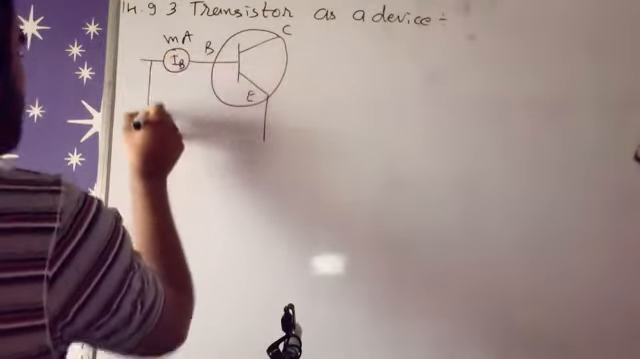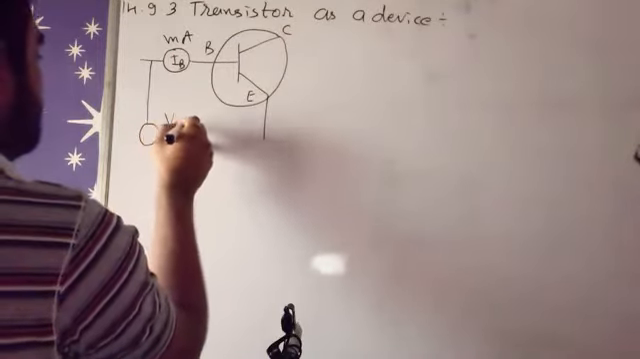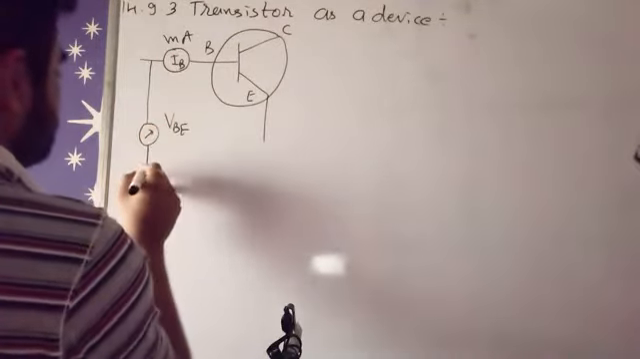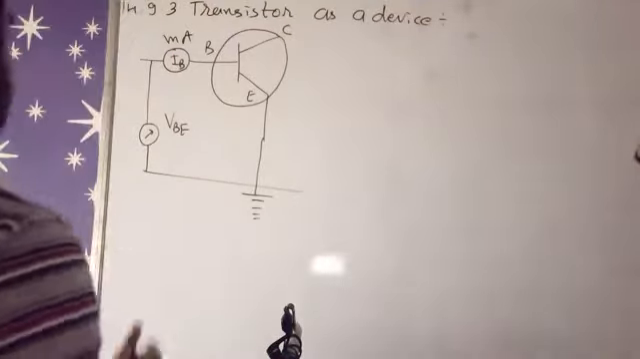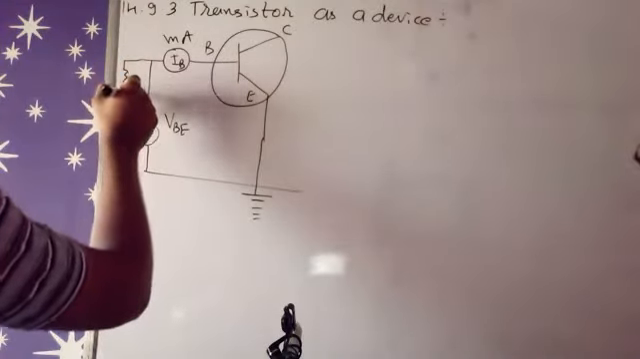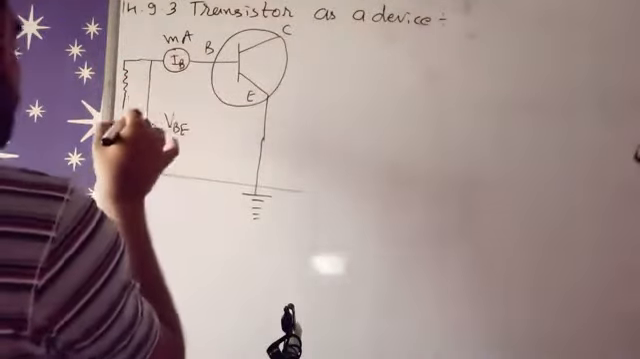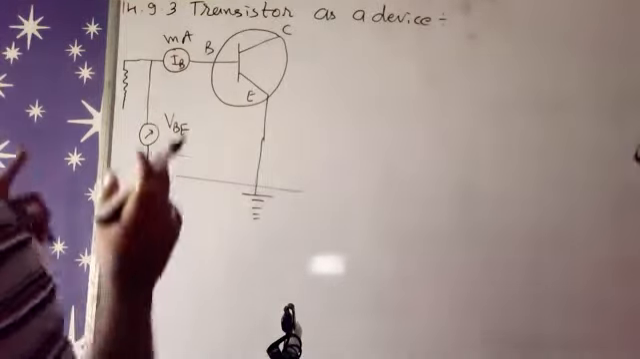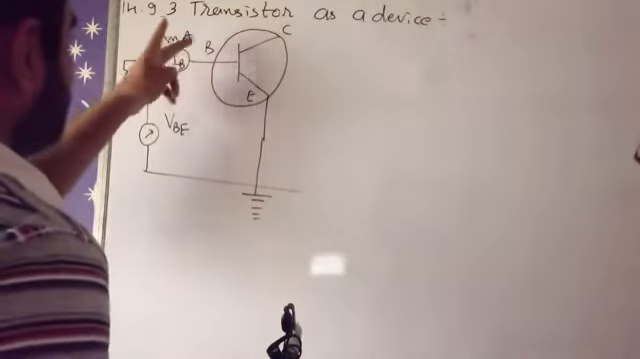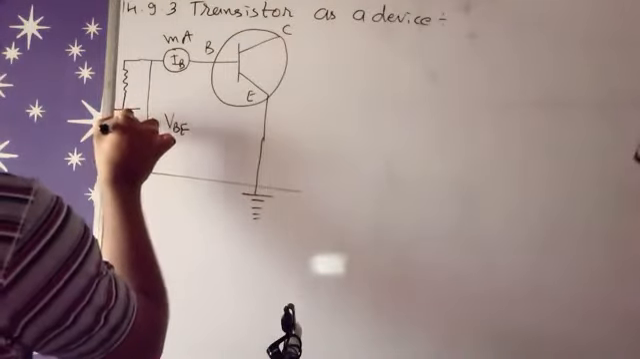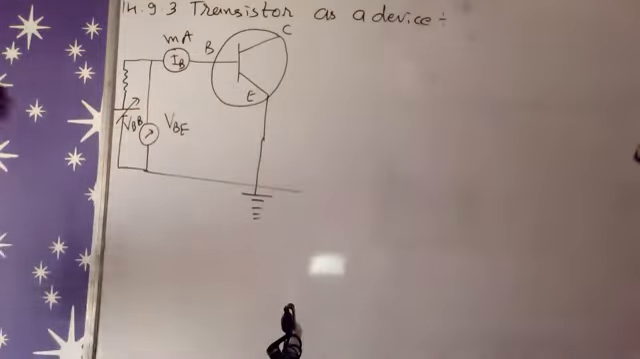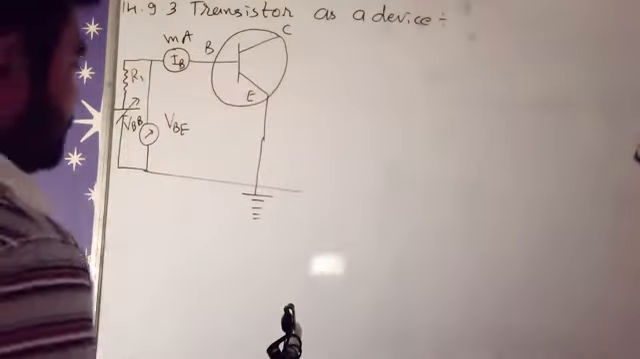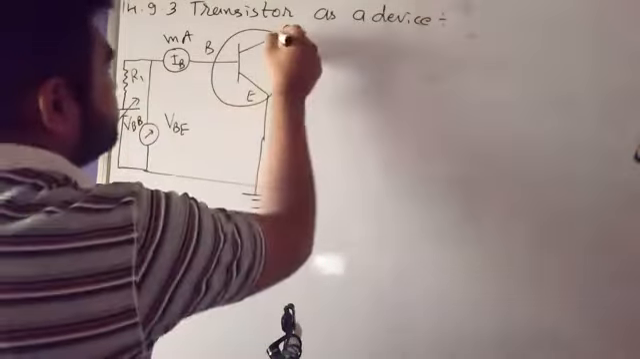Further, here we are having VBE, this we have to join with ground. Further, here one resistance will be there and now we have to connect a battery. So this is forward bias, N and P, so P should be connected with positive and N with negative. So this is our VBB, correct? This is R1.